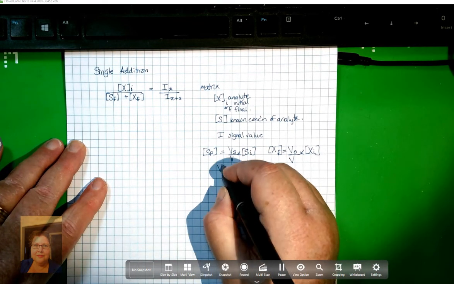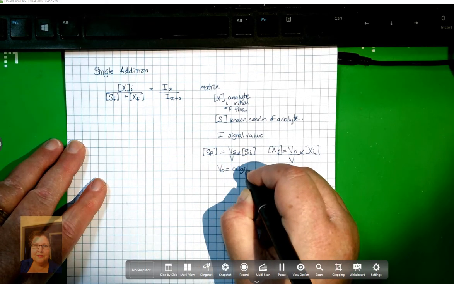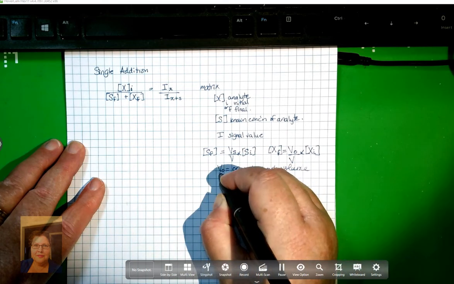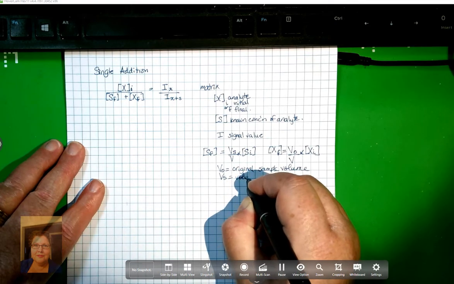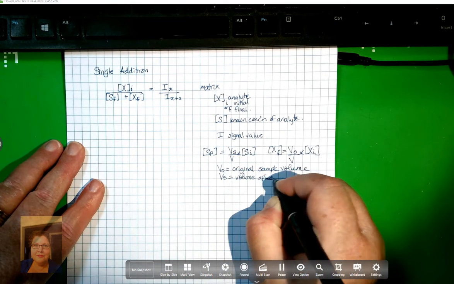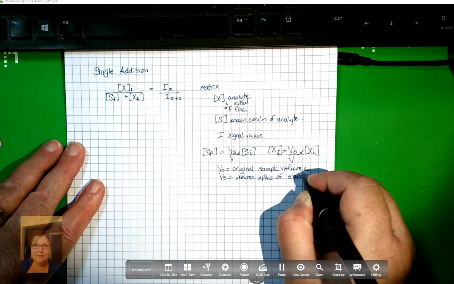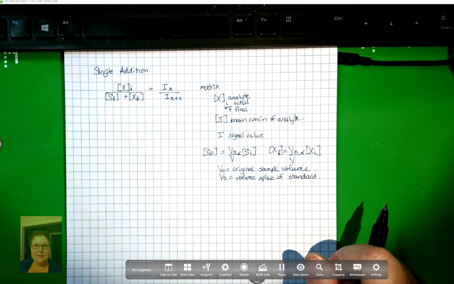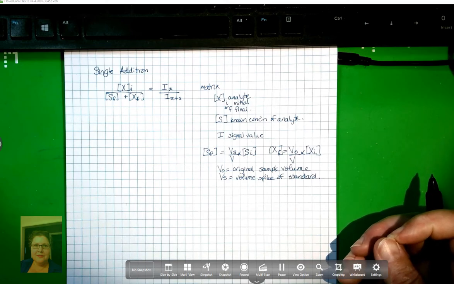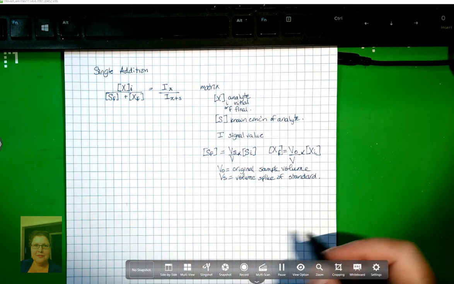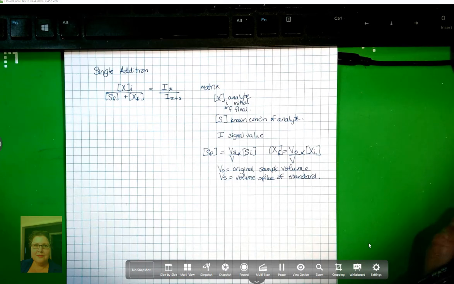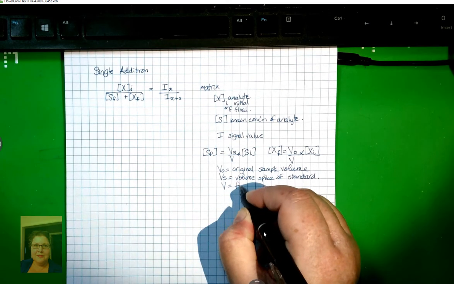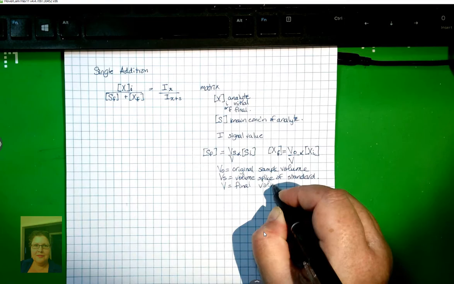So here we have a VO, which is the original sample volume. We've got a VS, which is the volume of the spike of the standard. You might wonder why they call that a spike. If I told you that I spiked your drink with rum, then I'd be telling you that I added a certain amount of rum to it. And so that really is what that represents. We've added some volume of the standard to it. And then we have some final volume of our mixture.